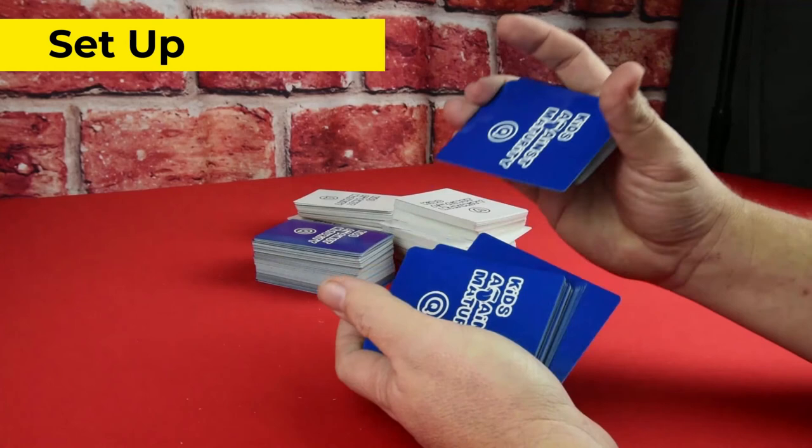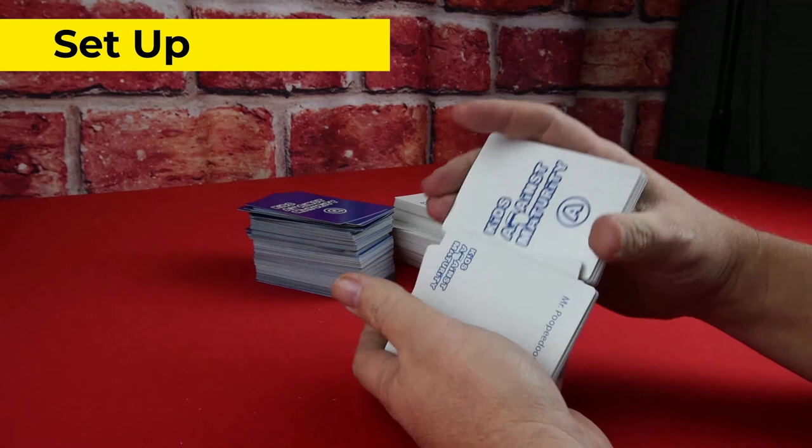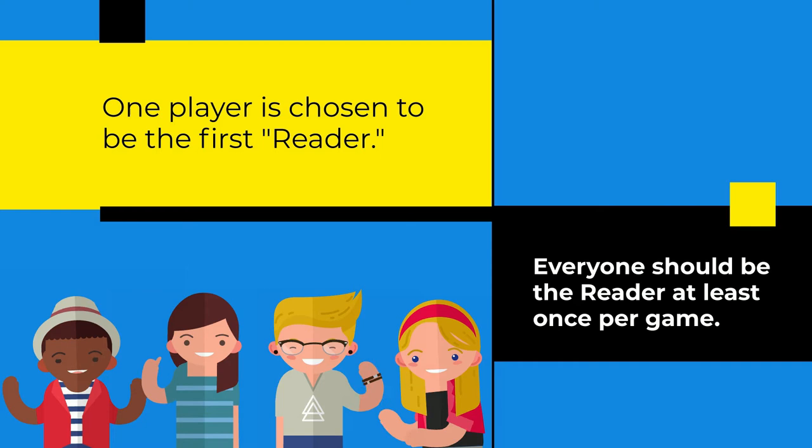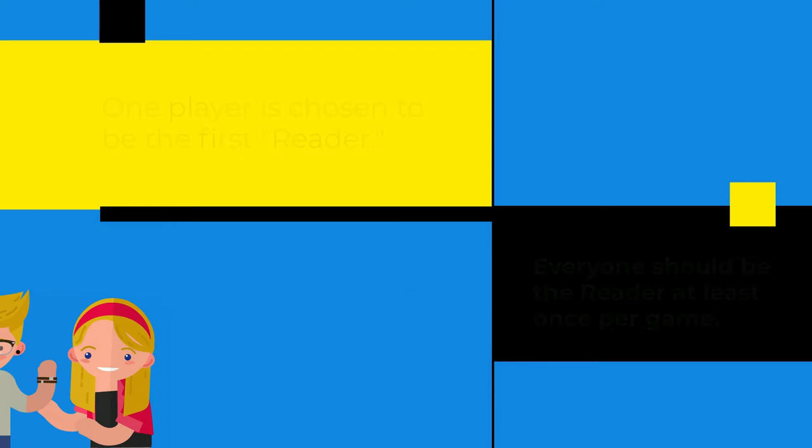To set up, first shuffle the blue cards and leave them face down. Also, shuffle the white cards. One player is selected to be the first reader. Each player should have at least one turn as the reader per game. So, if you have 4 players, there should be at least 4 rounds to the game. Everyone who is not the reader should now draw 10 of the white cards.